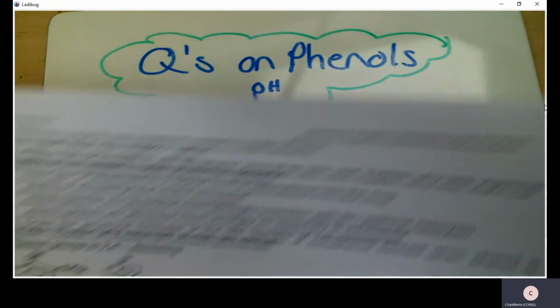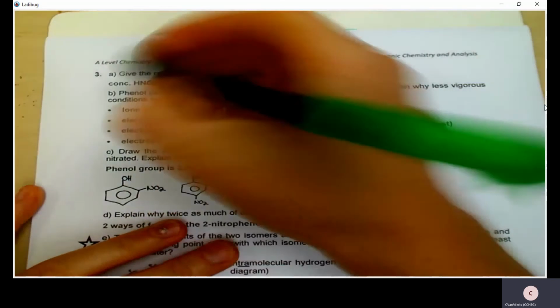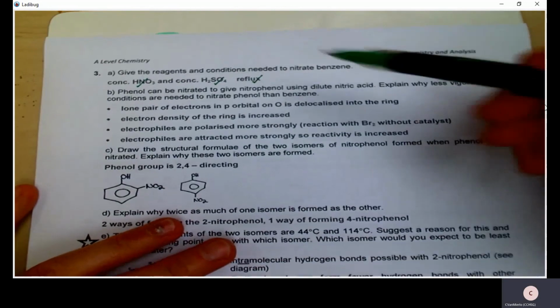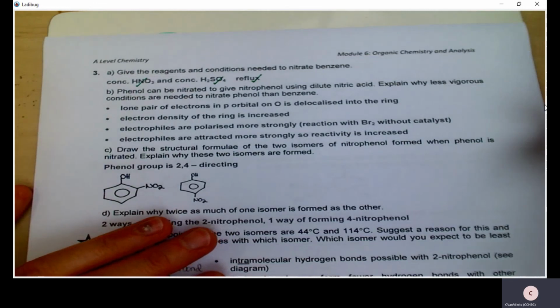Okay, question 3 then. So this is going back to our nitration of benzene to start with. In nitrating benzene, we need to remember we need conc nitric, conc sulfuric, and we're going to reflux as well. Those are the key bits we're looking for, the conc nitric and the conc sulfuric. Phenols can be nitrated to give nitrophenol using dilute nitric acid. Explain why less vigorous conditions are needed to nitrate phenol than benzene.